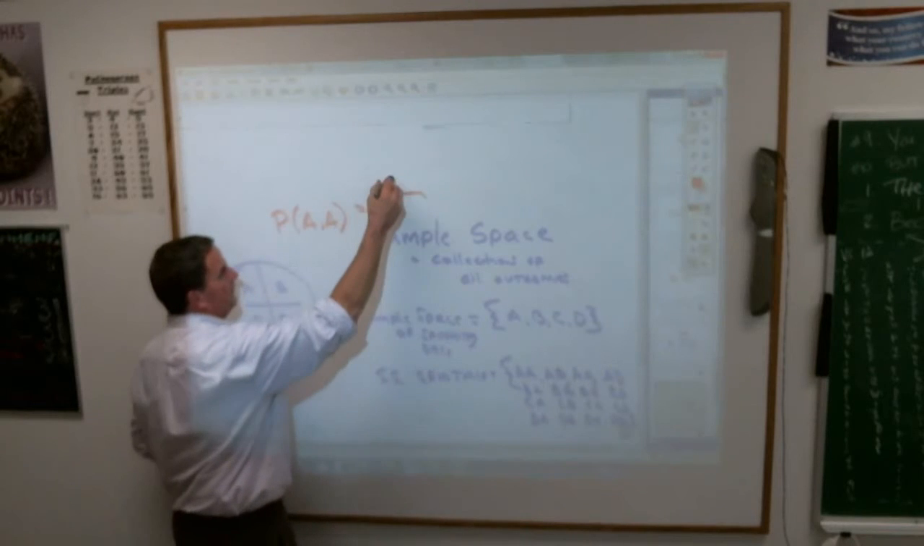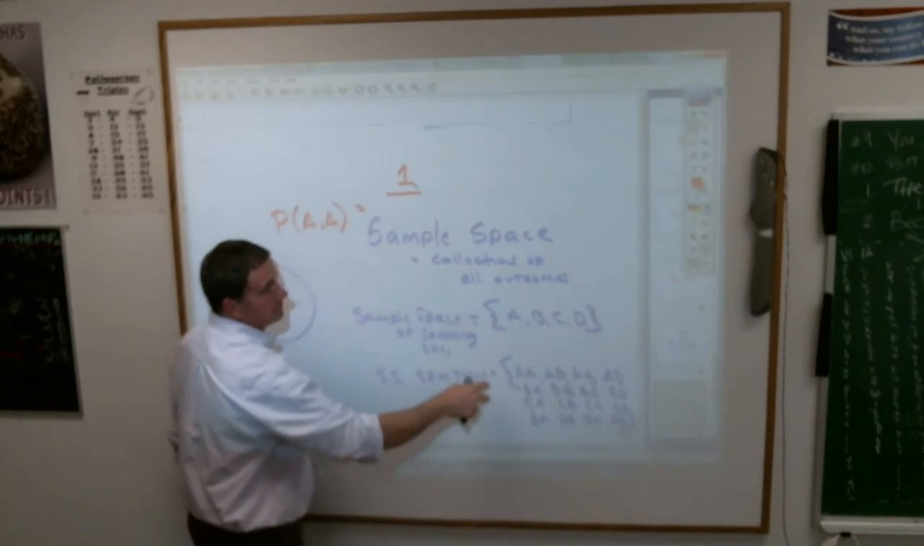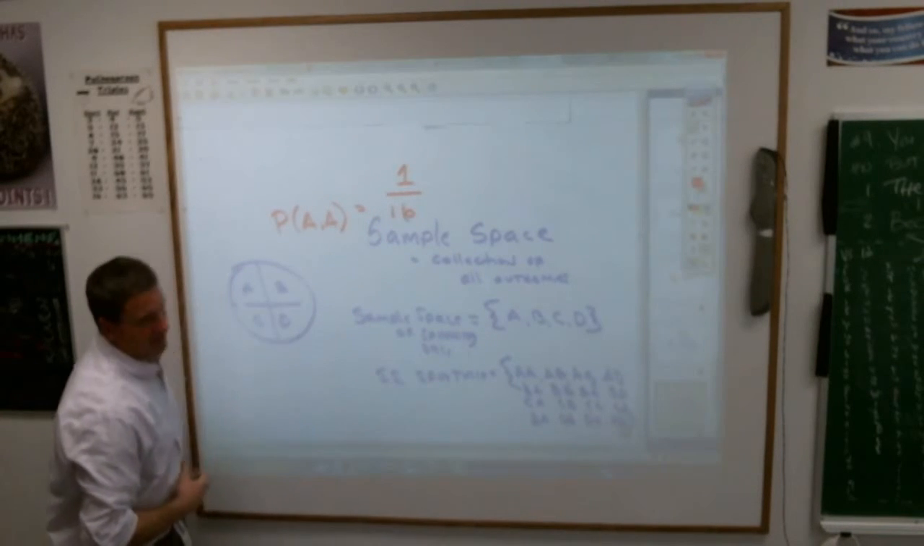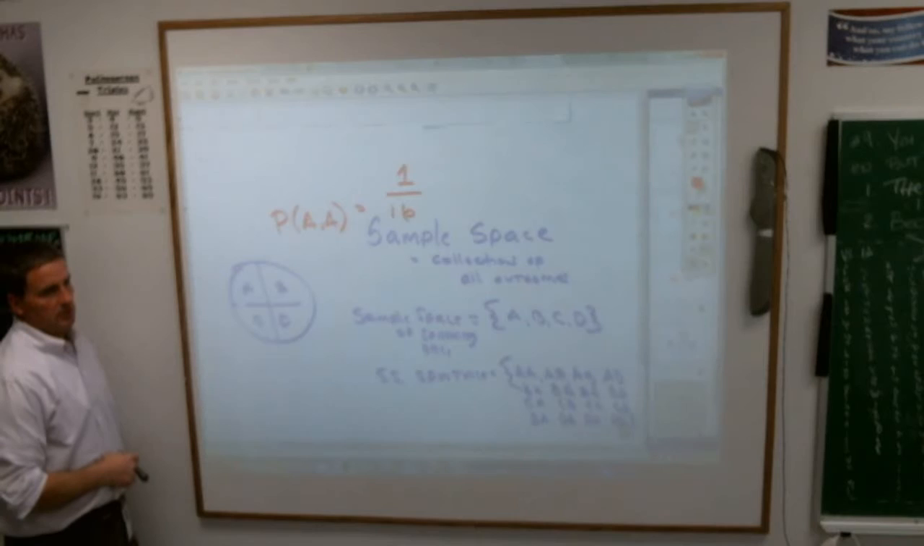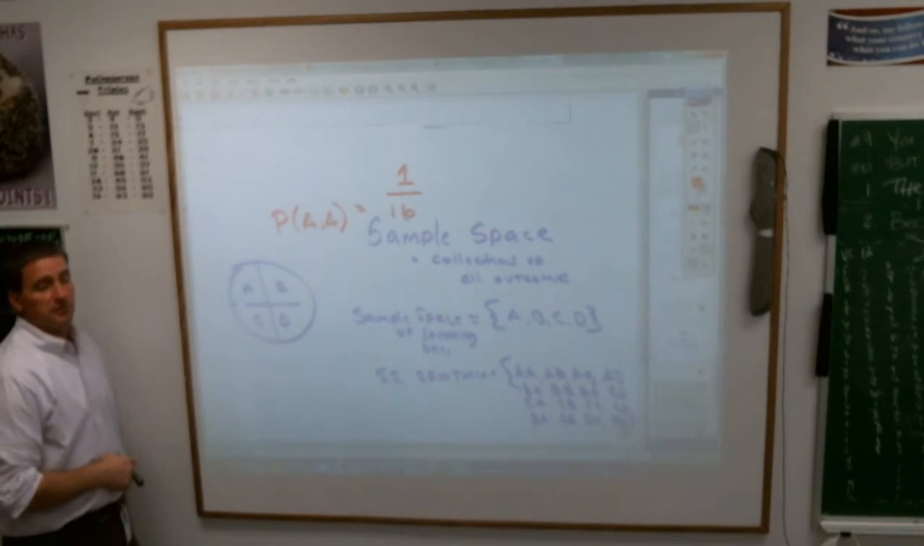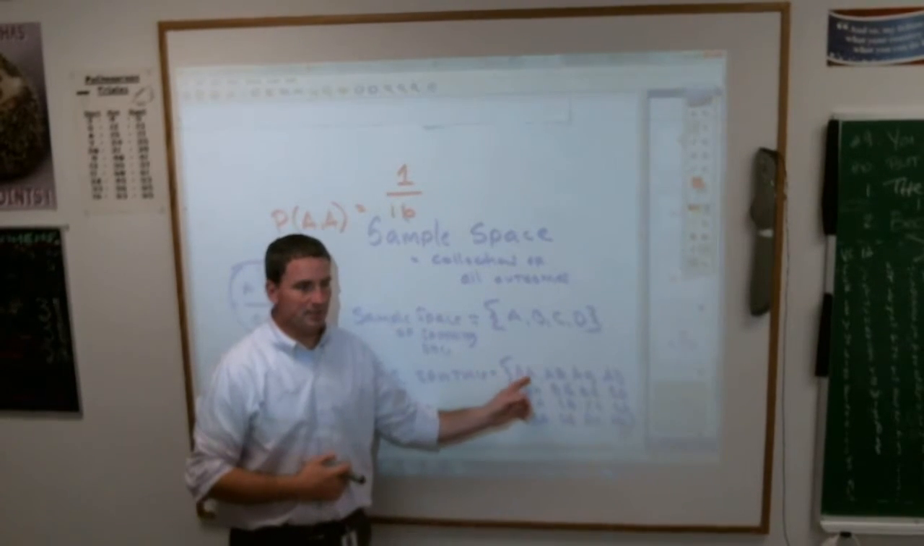Just one. How many total possibilities were there? Anybody? 16. You have a 1 in 16 probability of spinning double A's. What are your odds of spinning double A? 1 to 15. Because how many of these are not double A's?